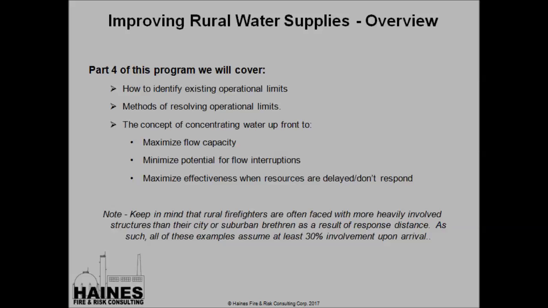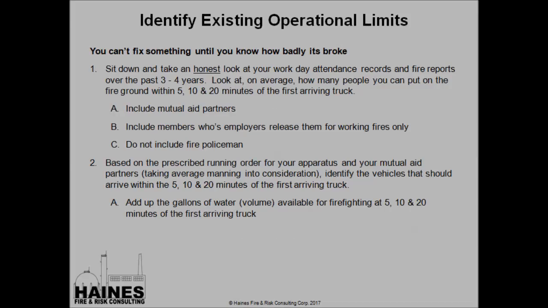So the first step in developing any kind of improvement program is you need to figure out what's broken and how badly it's broken. So we're going to outline a 7 or 8 step process for you. First, we want to sit down and take an honest look at our workday attendance records, Monday through Friday, say 8 to 4 o'clock p.m.